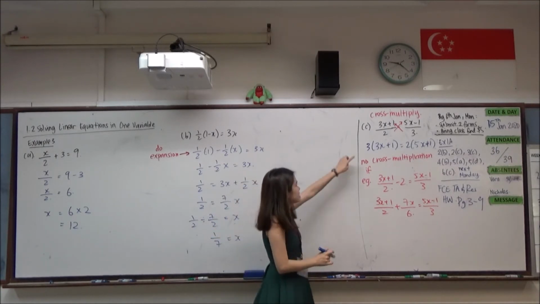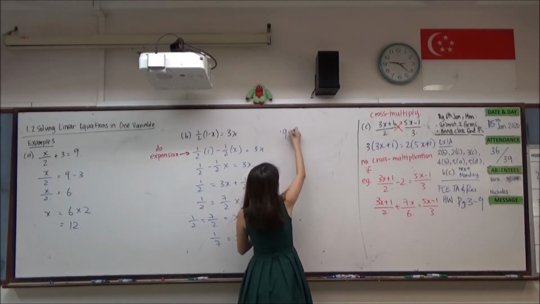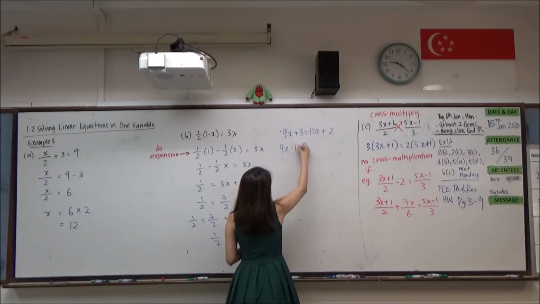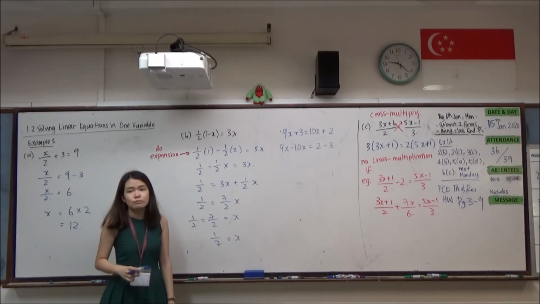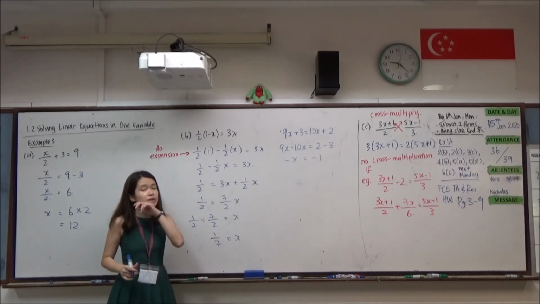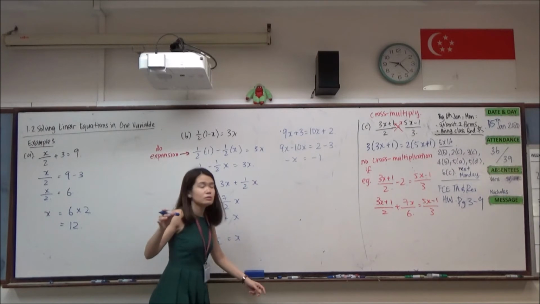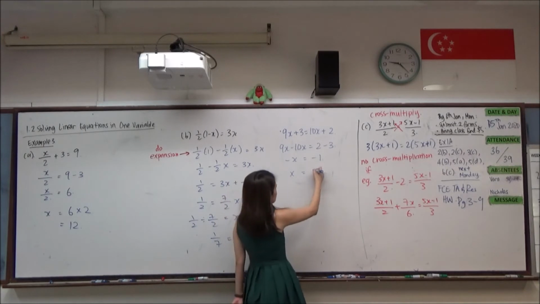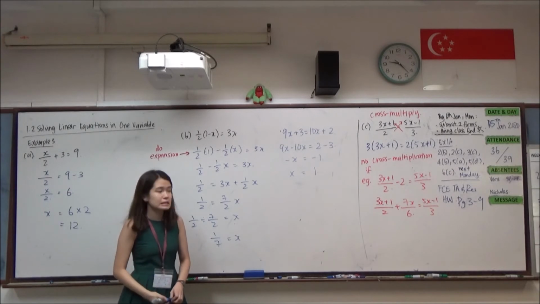So continuing from this step over here, we will do the expansion. And then we have 9x minus 10x equals to 2 minus 3. And so we have negative x equals to negative 1. Is that all of our answer? No, because we need to get rid of the negative. So I times negative 1 over, or divide negative 1 over. So it will be x equals to 1. So that will be the answer.